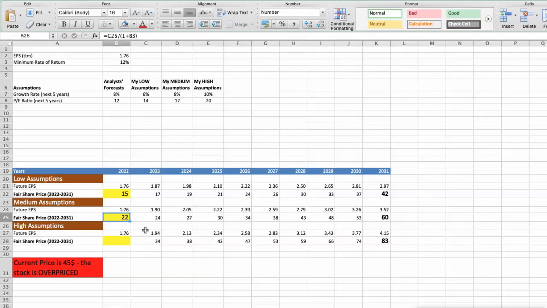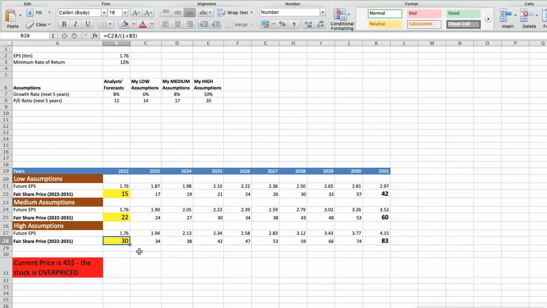Third scenario. Progress Software will have high performance in the next 5 years, and we will use the following parameters in our calculation. Future growth rate would be high, 10%. Future P/E would be high, 20. In this case, the fair value of the stock today would be $30.